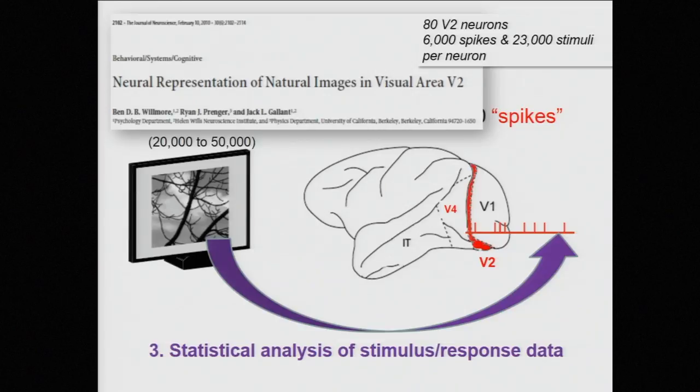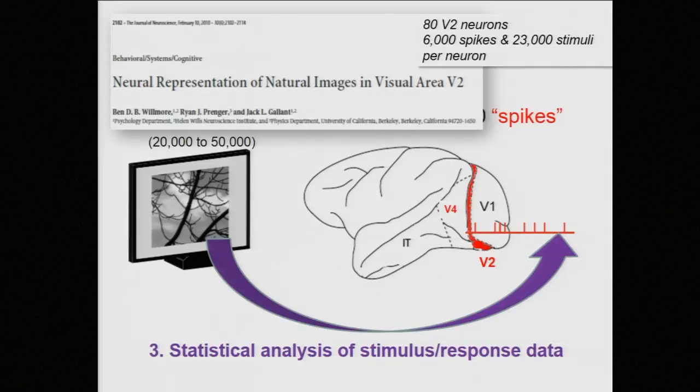Just to give you the summary of the data, we are working with 80 V2 neurons. On average, for each data set, there are 6,000 spikes and 23,000 stimuli per neuron. And these are not static images. They are little movies, about 3 seconds long.